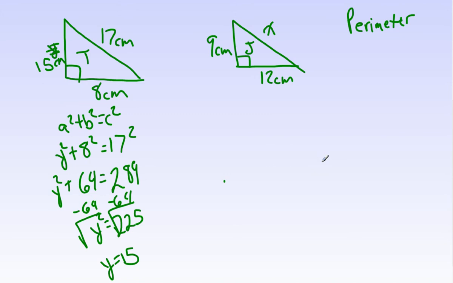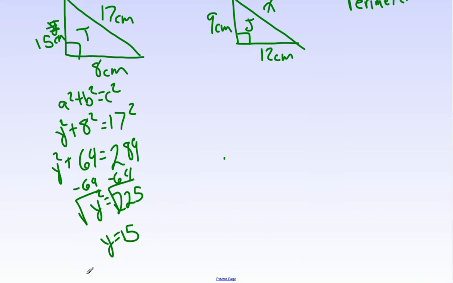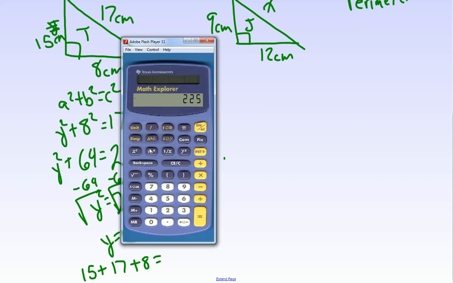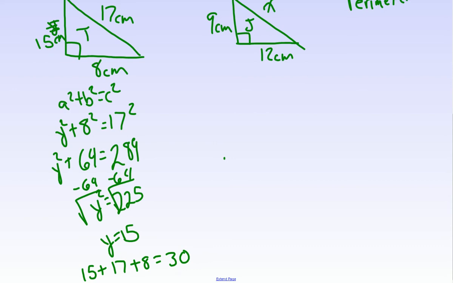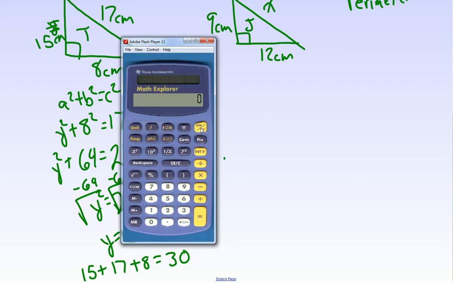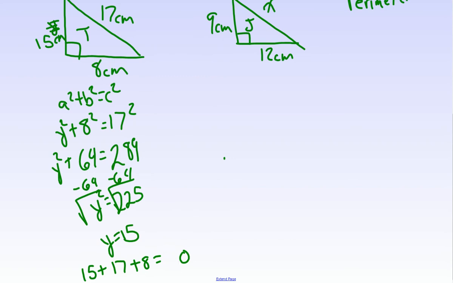I have enough information to find the perimeter of Tom's triangle. Tom's triangle has a perimeter of 15 plus 17 plus 8. 30? That's not right. I must have missed a number in there. Clear. 15 plus 17 plus 8. 40 makes more sense. So that's the perimeter of Tom's triangle. So perimeter of Tom is 40.